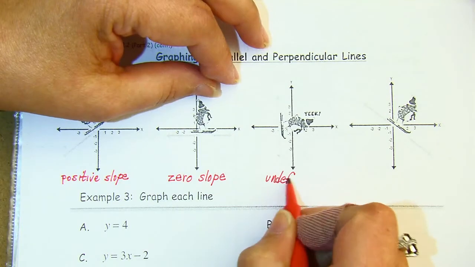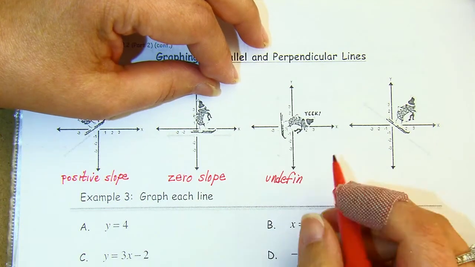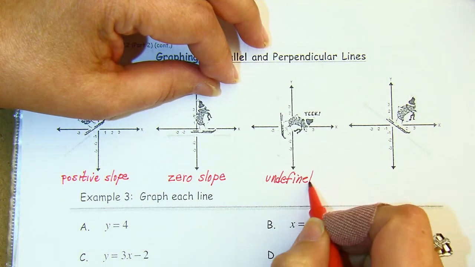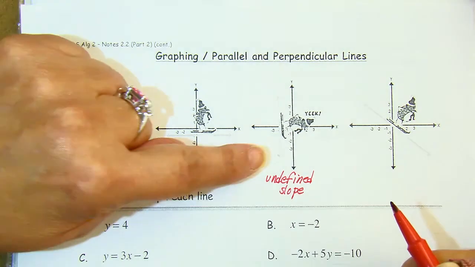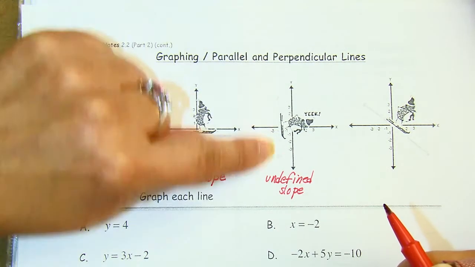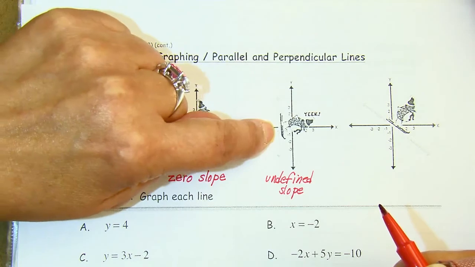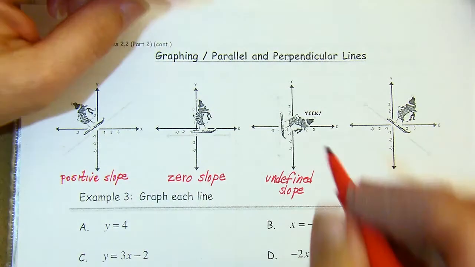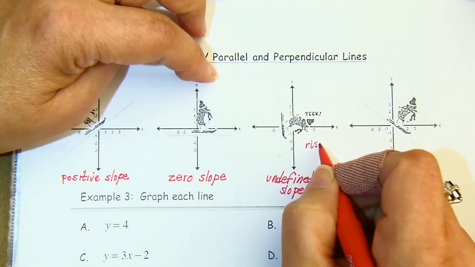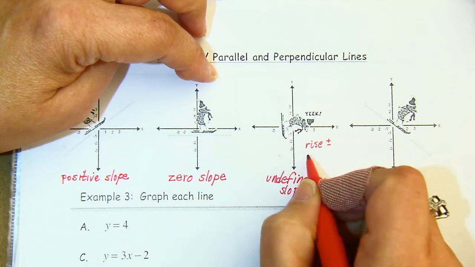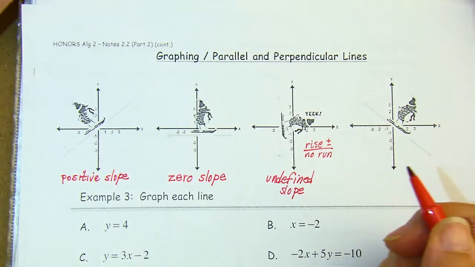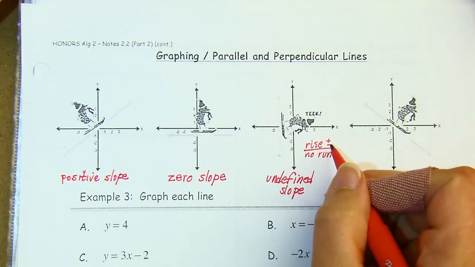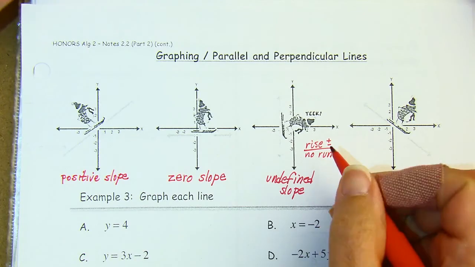And the reason it's undefined, and I did speak about this in the last video, is because you really have rise or fall, okay? You have rise, but you have no run. So this is like rise up or down over no run. And so this is rise either positive or negative over 0, and that's undefined.